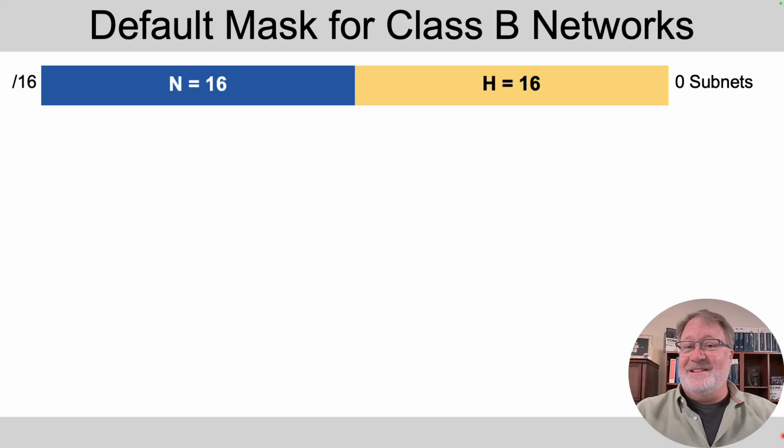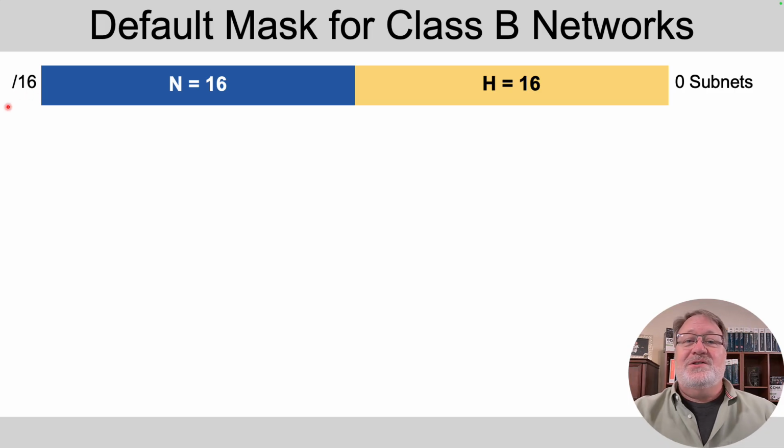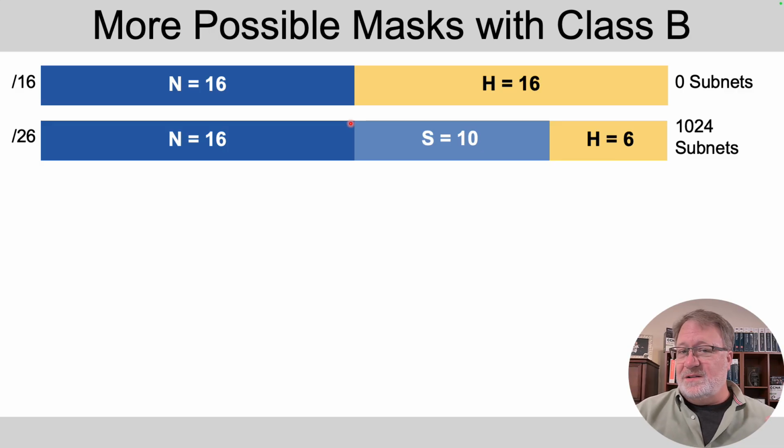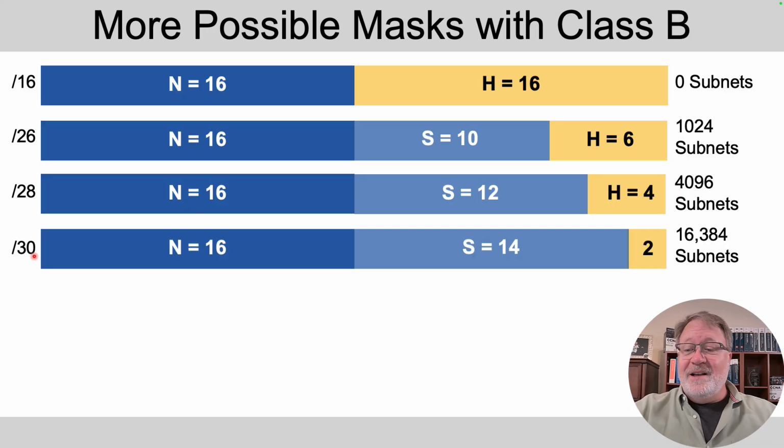For Class B networks, it's a similar idea, but Class B, the default mask is /16. So before you subnet a Class B network, you've got this mask, you don't have any subnet bits, so you've created no subnets. But if you were to choose one mask only to subnet the network, and you chose a /26, you'd end up with 10 subnet bits and 6 host bits. So 2 to the 10th is 1,024, you would have created 1,024 subnets. Or if you had chosen a /28, 12 subnet bits, 2 to the 12th subnets, or a /30, 14 subnet bits, 2 to the 14th subnets, and so on.